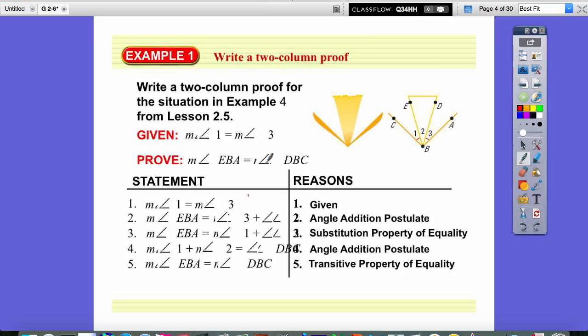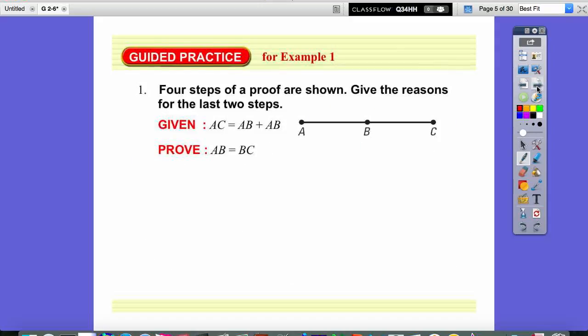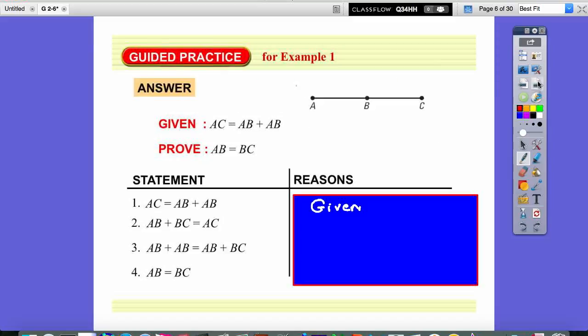Okay? It is difficult to read this problem, so I am not going to do this problem, and actually it is example 4 in lesson 2.5, so we worked on it in that lesson. So in this one, we're given 4 steps of a proof as shown. We did this in class today, but going through this, I know I wrote it, I'm going to write it again.